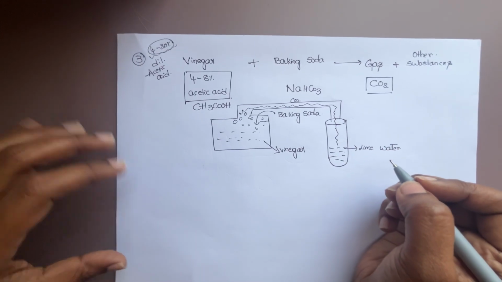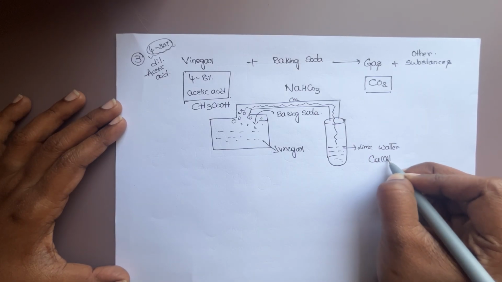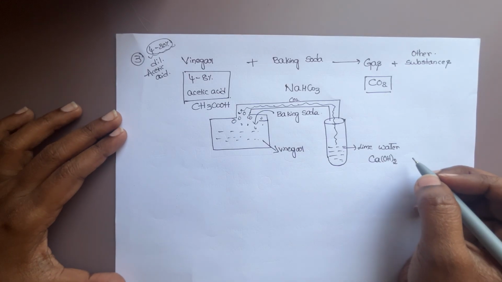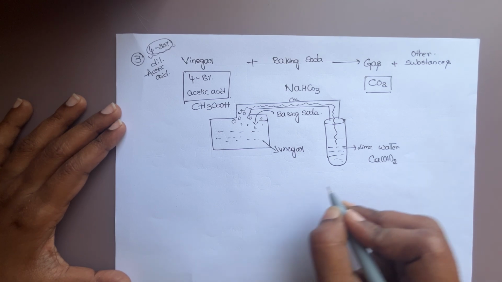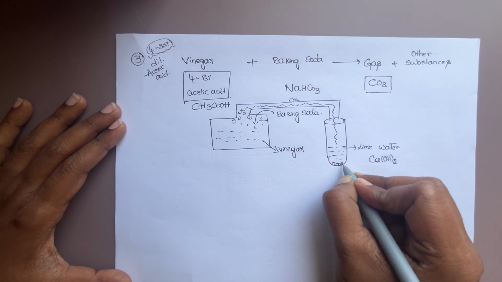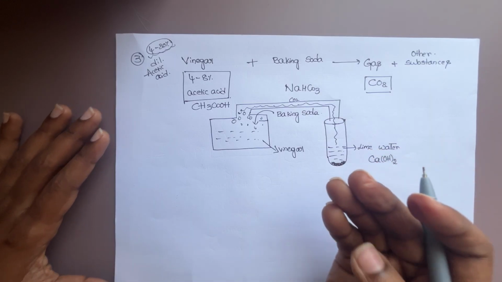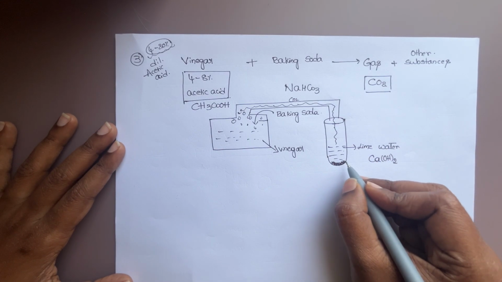Whenever lime water is there, what is lime water? Calcium hydroxide. Calcium hydroxide is lime water. So that lime water turns into a precipitate. That means, for example, a curdy white precipitate is formed, like curd only. That's why we call it a curdy white precipitate.